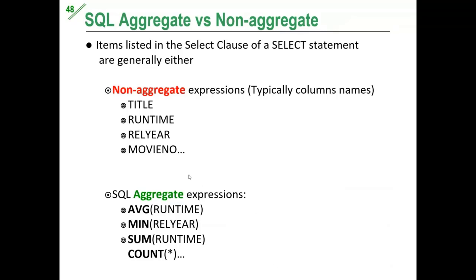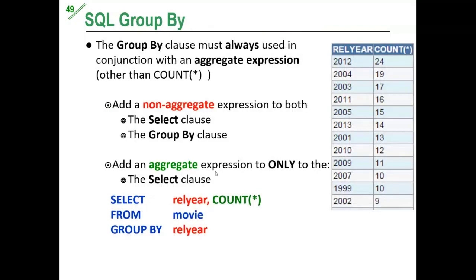I can have non-aggregate expressions, like title, runtime, release year, etc. And I may have aggregate expressions in the select clause, like average, minimum, sum, and count. So if I place aggregate expressions and non-aggregate expressions in the same select clause, I need to be a bit careful, right? Because then I need to use a special clause called the group by clause.